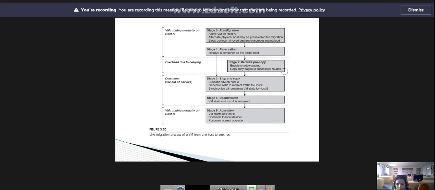So, the live migration of virtual machines from one machine to another consists of 6 steps. First, stage 0: steps 0 to 1, start migration. Here we are starting the migration. This step makes preparation for the migration, including determining the migrating virtual machines and the destination host at steps 0 and 1. At step 1, initializing the container on the target host.